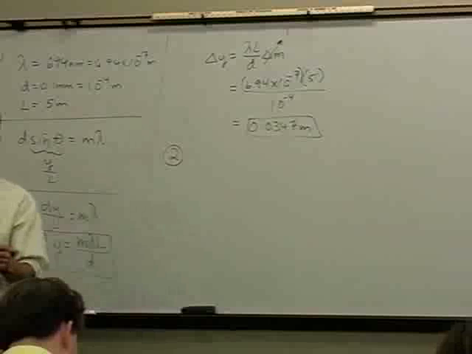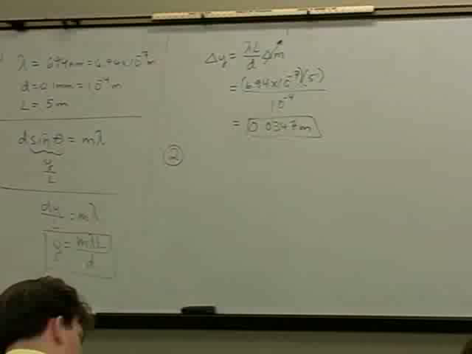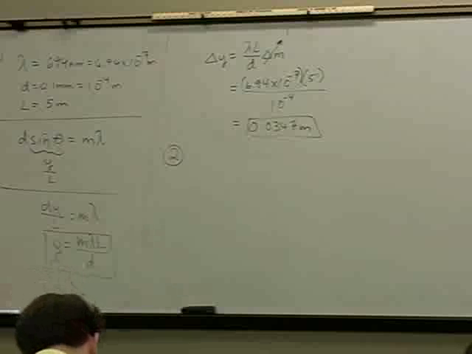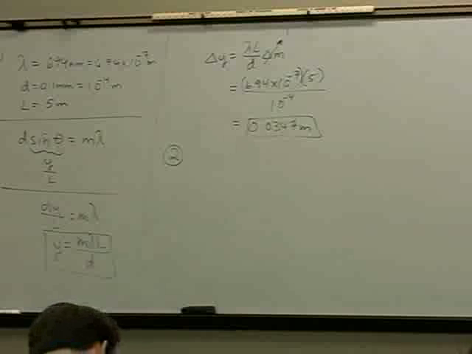Look at problem number 2. Estimate the distance in centimeters between the central bright region and the third dark fringe on a screen 5 meters from 2 double slits, 0.5 millimeters apart, illuminated by 500 nanometer light.